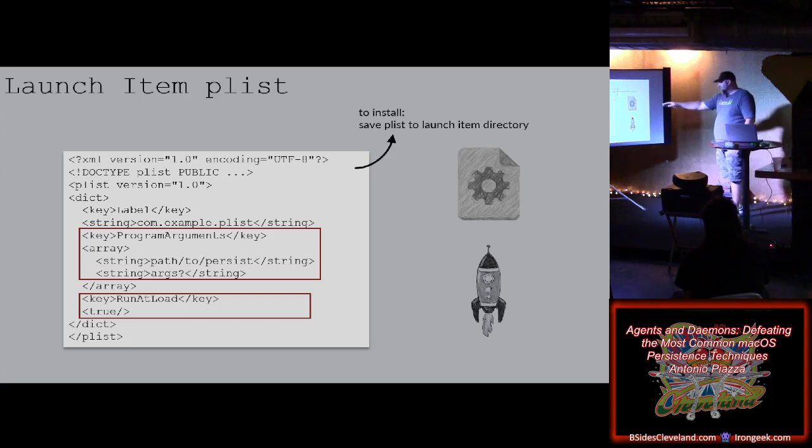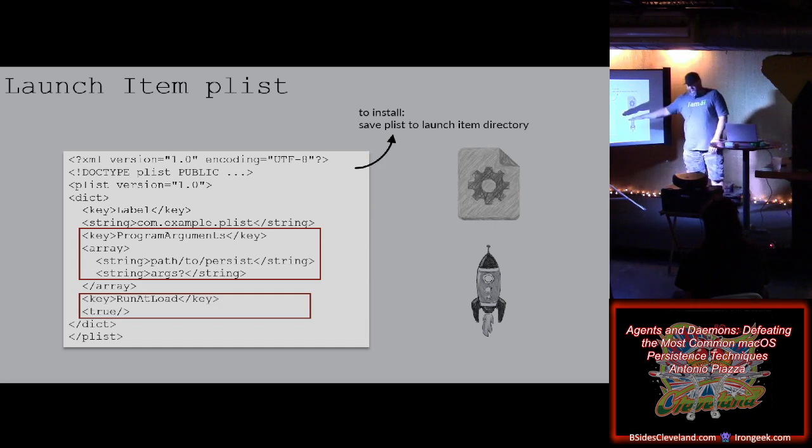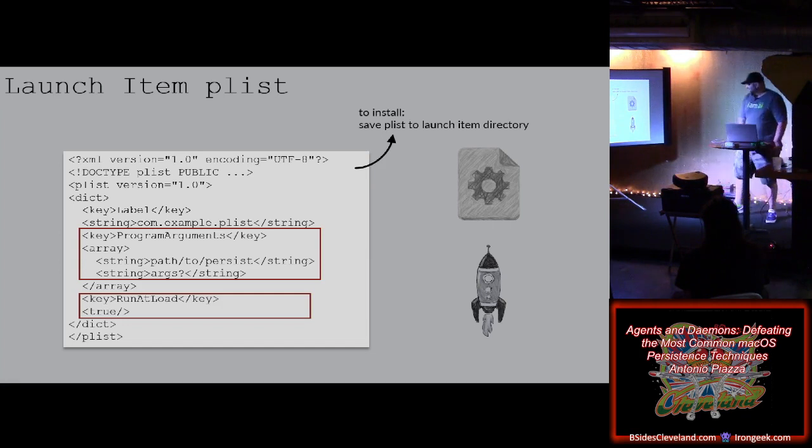So you've got your ProgramArguments or Program key, and then under the array you have the string values that are going to be the path to your persistence, and then another string value for an argument, and you can continue to have more string arguments underneath that.